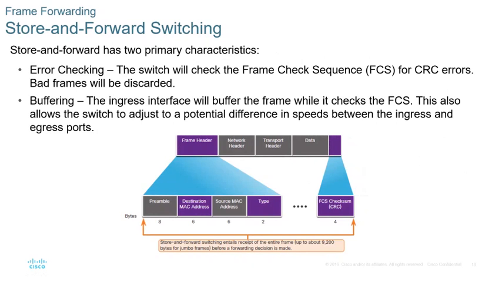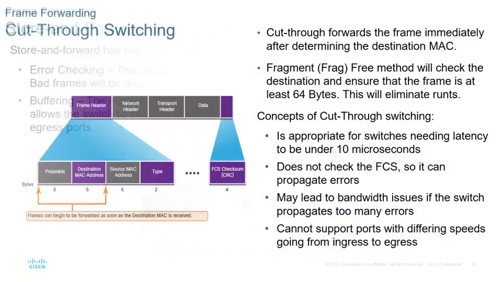for either method. With store and forward, one of the primary things is that we have error checking, which is really nice. So it has that frame check sequence, the FCS, to check for any bad frames that might come through. That's good. It also has buffering, which allows the switch a little bit of an adjustment period for any minor differences in speeds between the ingress and egress ports. So that's another good thing.